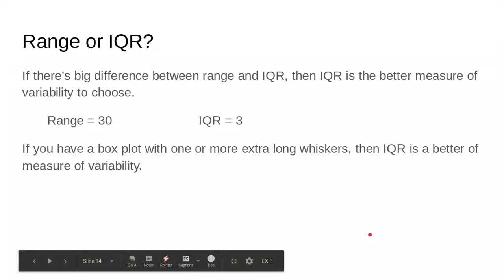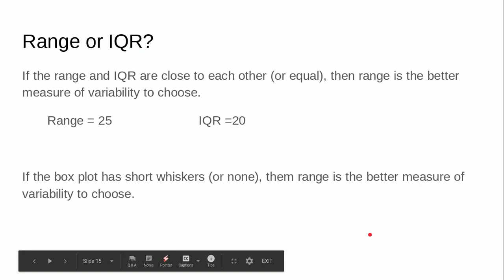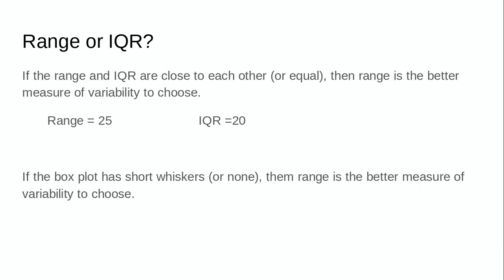When is it a good time to choose range? Well, let's see. If the range and IQR are close to each other or even equal, then range is the better measure of variability. So if you have a range of 25 and an IQR of 20, those are pretty close, way closer than last time, then range would be a good measure of variability. If you're looking at a box plot that has short whiskers, maybe one short whisker, or maybe no whiskers at all, that is possible, then range is the better measure of variability to choose.